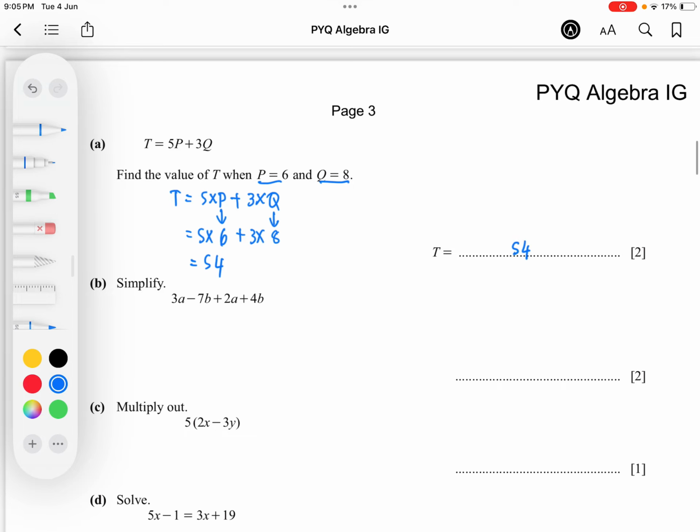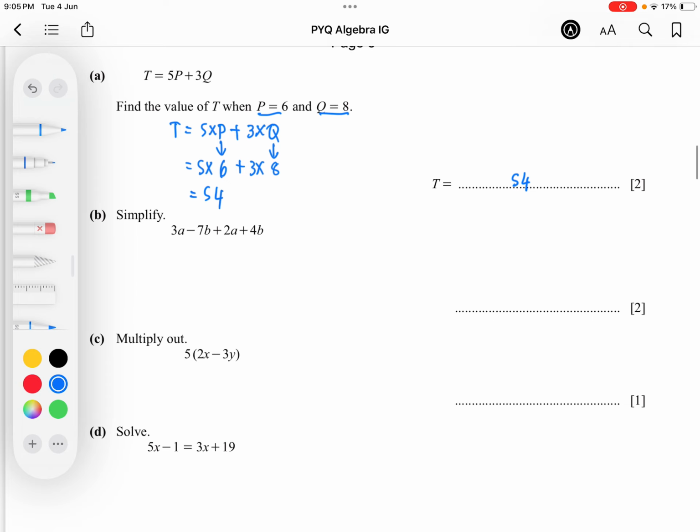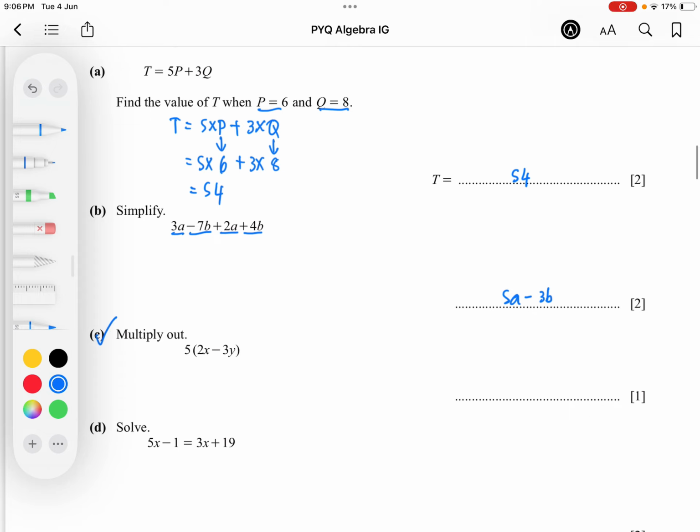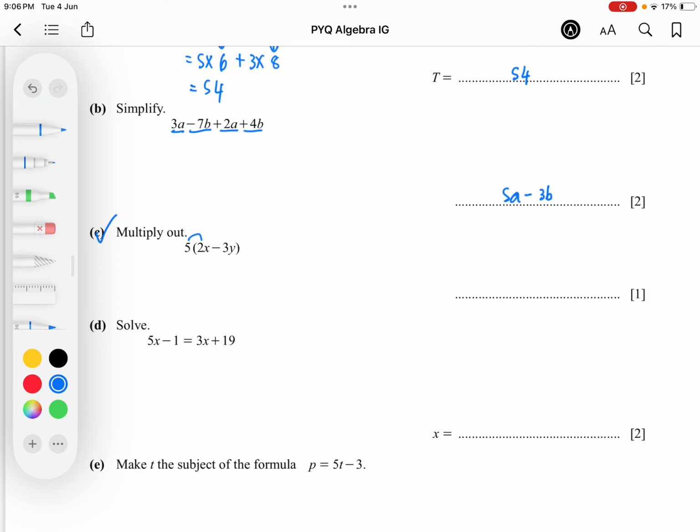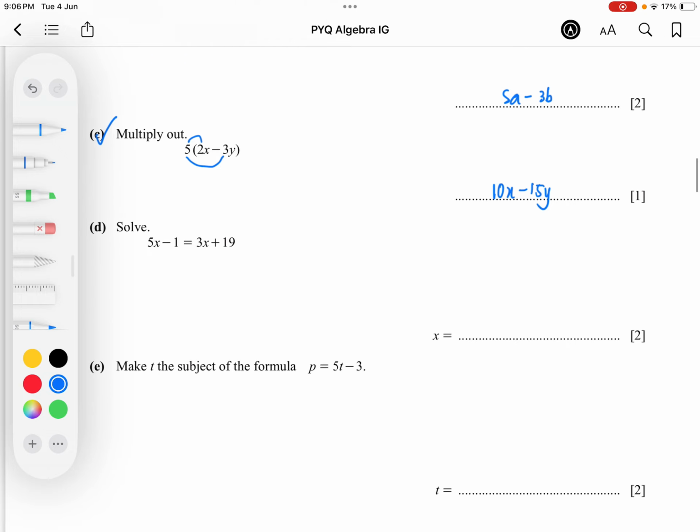Okay, simplify. So simplify 3a, 2a, so that's 5a, minus 7b plus 4b, and that is minus 3b. Okay, you can use your calculator to check minus 7 plus 4. Okay, next one, multiply out. Same as before, you multiply out. So 5 times 2x first, which is 10x. 5 times minus 3y is minus 15y. That's it, as simple as that. The next one.